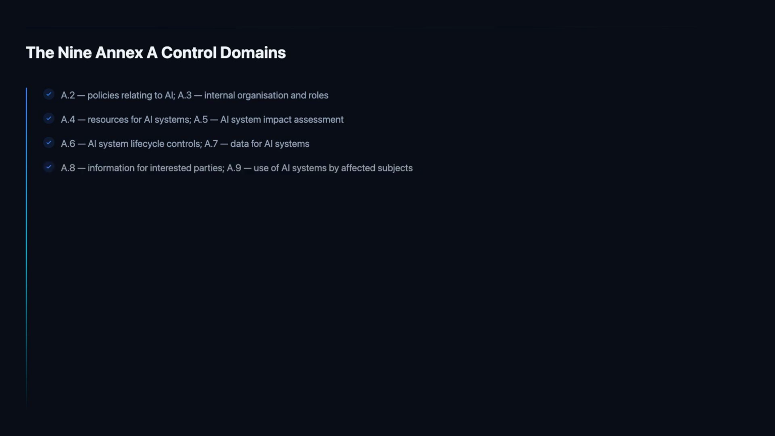Domains A.8 and A.9 address the relationship between AI systems and the people they affect. A.8 establishes information disclosure requirements, what organizations must communicate to interested parties such as regulators, customers, and partners, as well as to affected subjects whose lives are influenced by AI outputs. A.9 goes further, addressing the rights and mechanisms available to affected subjects when interacting with AI systems, including the right to seek human review of AI-influenced decisions.